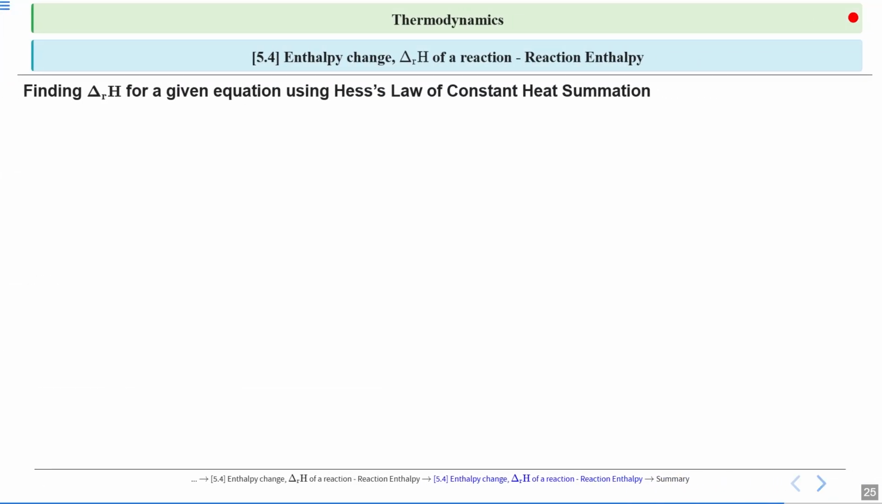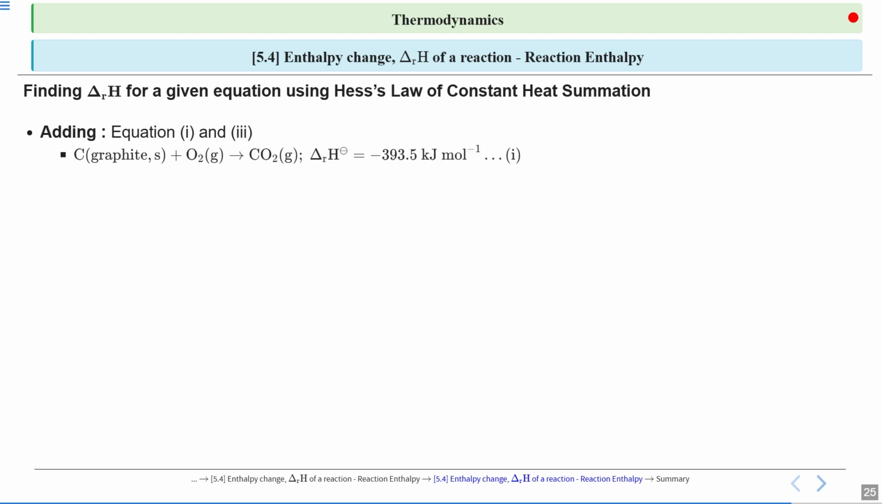Okay, now we have two equations, equation number third and equation number first. Equation 2 has been reversed to the third according to our requirements. Now we will add equation 1 and third. If you add equation 1 and third, you will get your target reaction. And you will add the enthalpies as well.